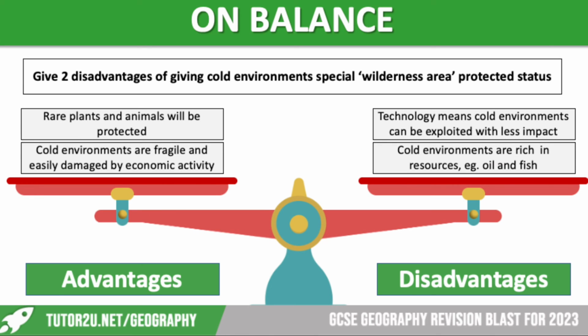So we've got that cold environments are rich in resources, particularly oil and fish, and some of these areas are really remote. So actually there's not a huge amount of other economic activities available to them. If they're not able to exploit the resources, that's going to have a real economic impact. It also, over the years there's been a vast improvement in technology, which means that cold environments can be exploited with much less impact. So we are able to use these areas without causing as much damage as perhaps we would have done in the future.